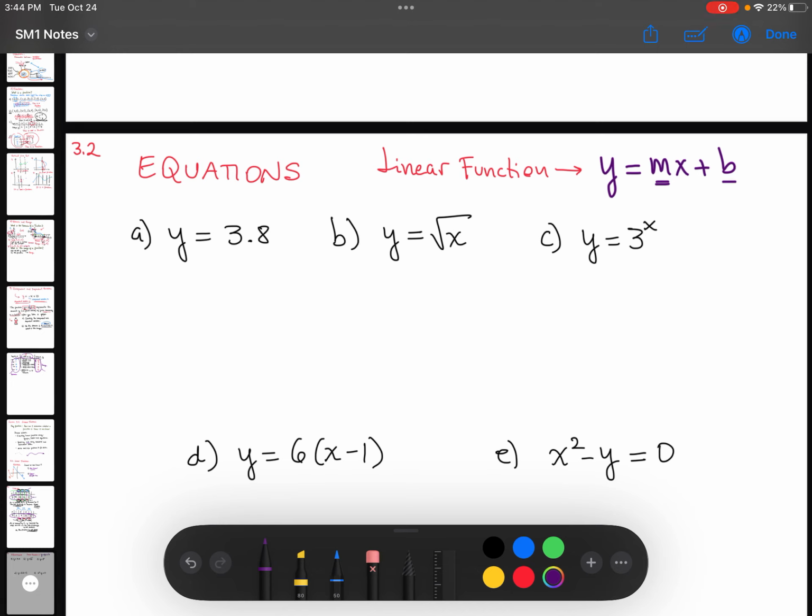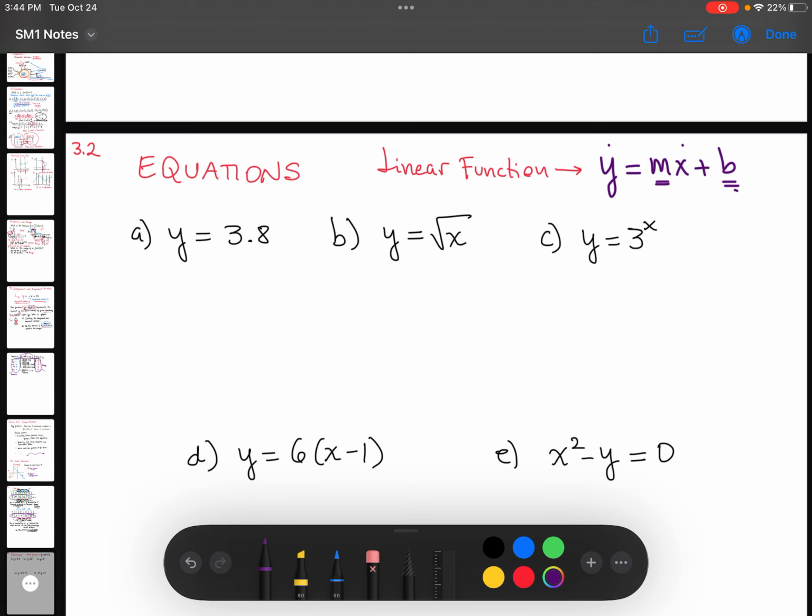M and b are numbers. M is a coefficient. It may be any real number, and b can also be any real number. Y and x are variables. But based on this, we will be able to identify whether any equation written can be or not a linear function. So let's take a look at all these examples, all right?